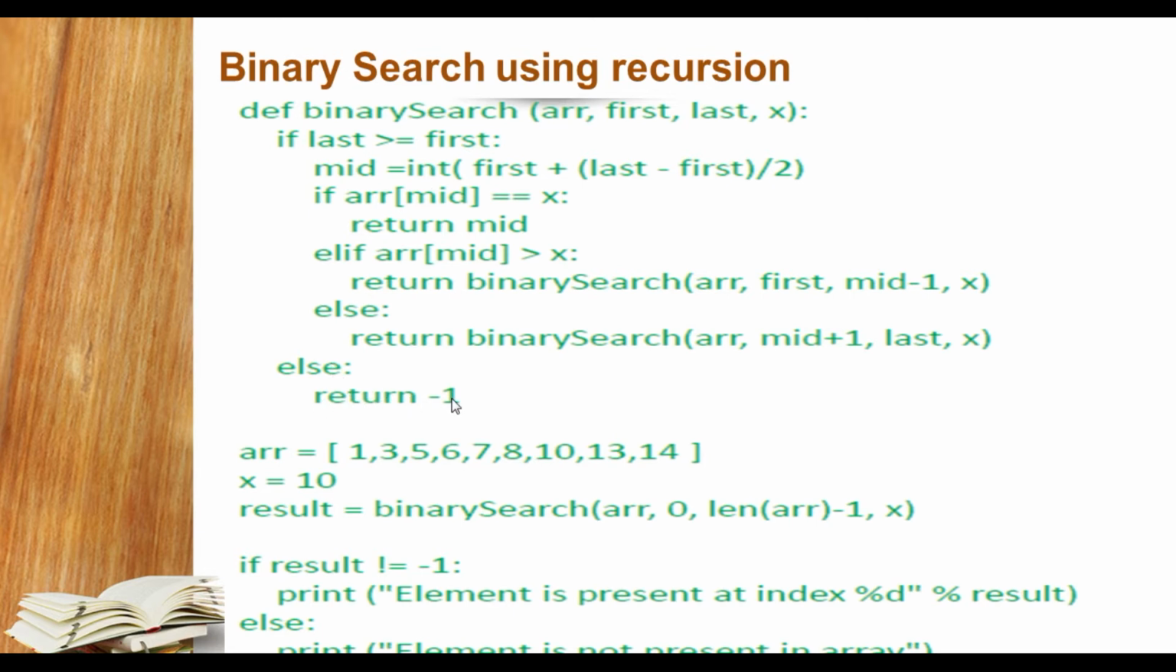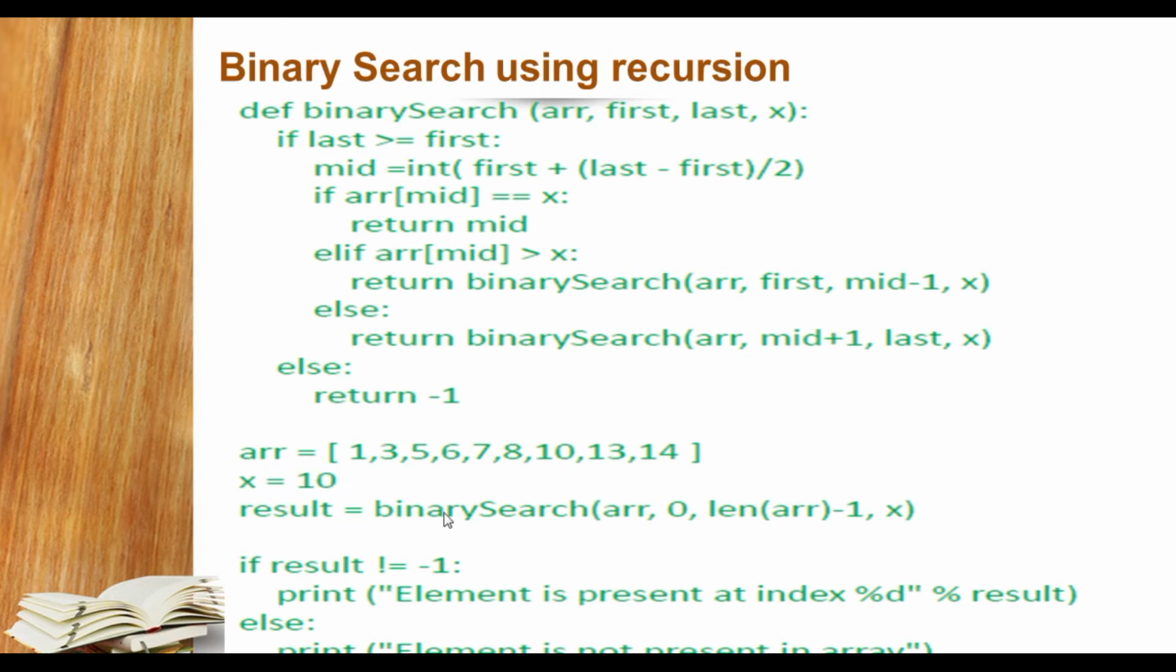So in this part of the program, we have declared an array: 1, 3, 5, 6, 7, 8, 10, 13 and 14. You need to notice, students, that all elements are in order, that means ascending order. Here we are searching for the element 10, so x equals 10. We can ask the user, or we can just statically define it here also.